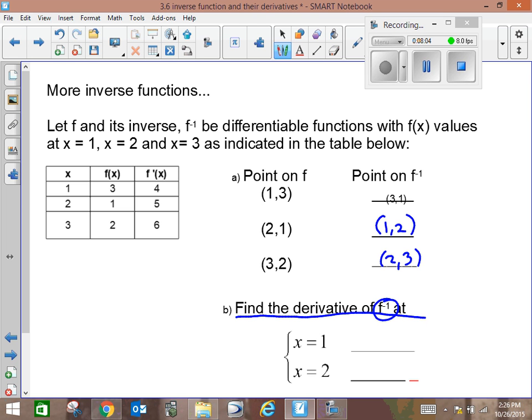We're going to use the formula because clearly we don't know what f is. Therefore, we can't find f inverse, so we can't do like we did with that radical x minus 3. So we're going to use the formula.